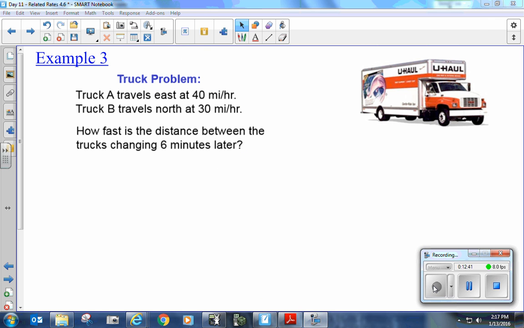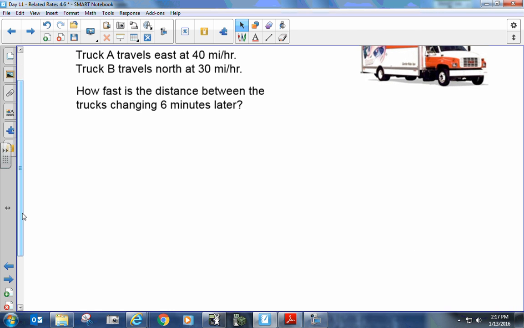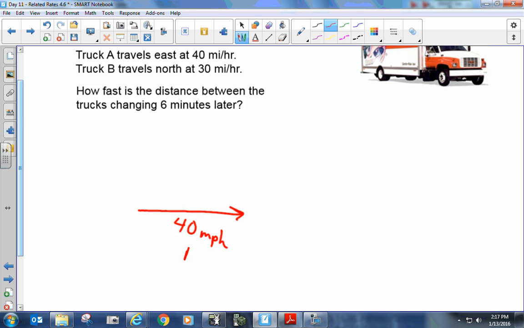Example 3, the truck problem. Okay? It says that truck A is traveling east at 40 miles per hour, right? This is truck A. It says truck B is traveling north at 30 miles per hour. This is truck B. Okay? How fast is the distance between the trucks changing 6 minutes later? This is the distance between the trucks. We'll call that, well, A, B. We'll just call this C.